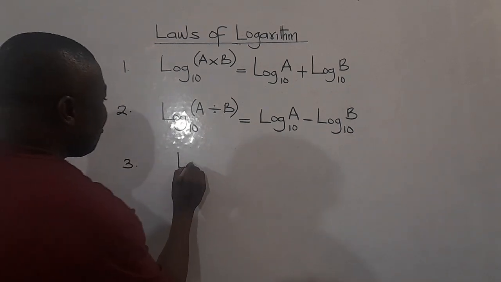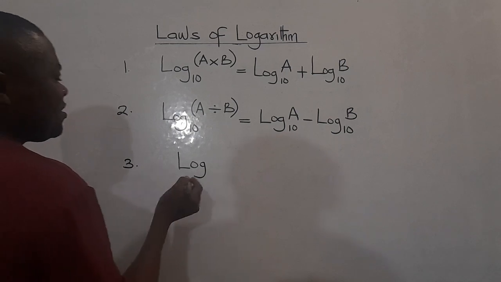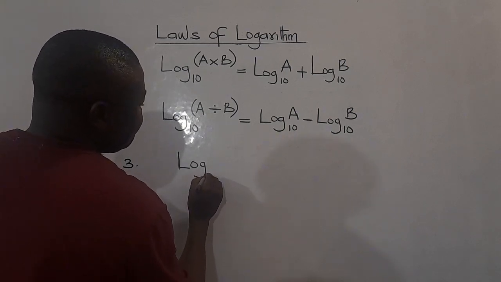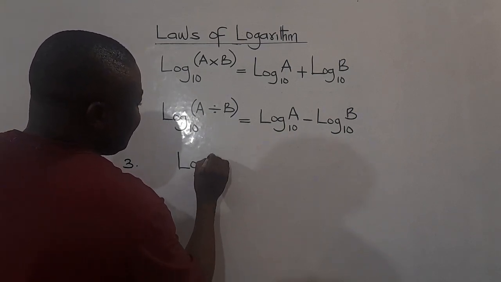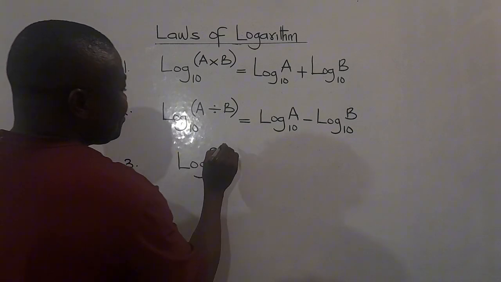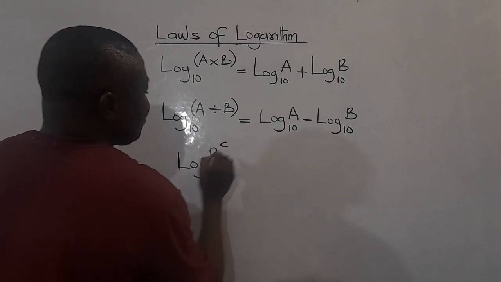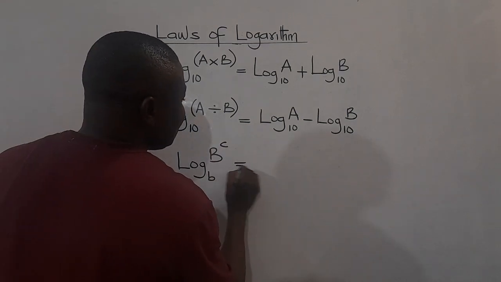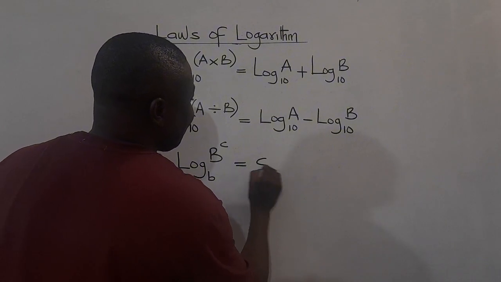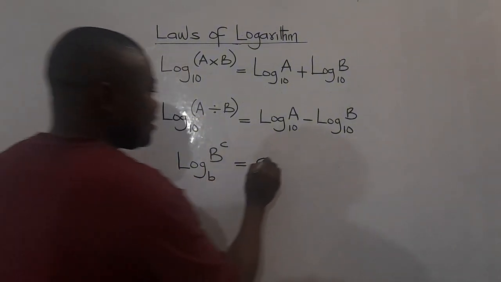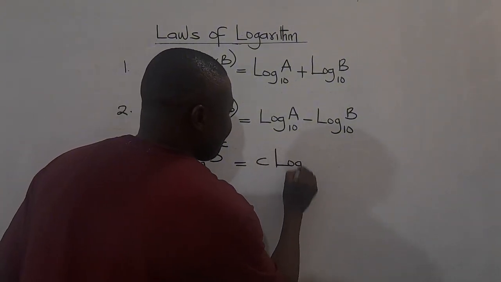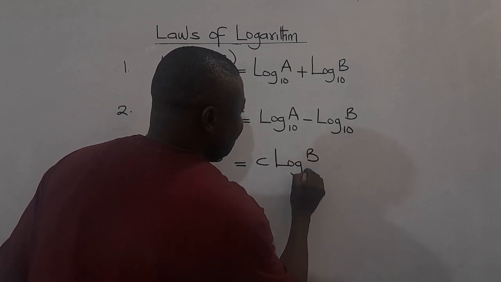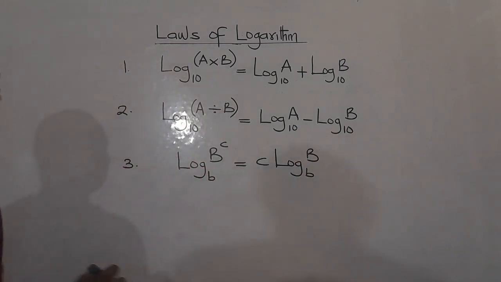log, say, b base b, something like this, raised to power c. This is the same thing as c as a coefficient, log b base b. This is what the third law says.